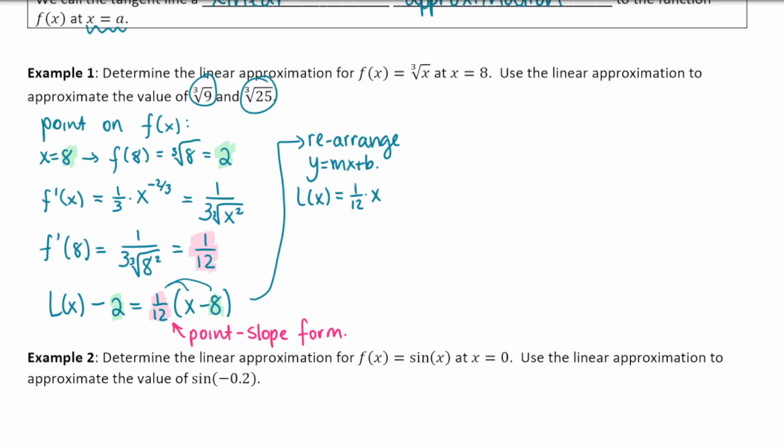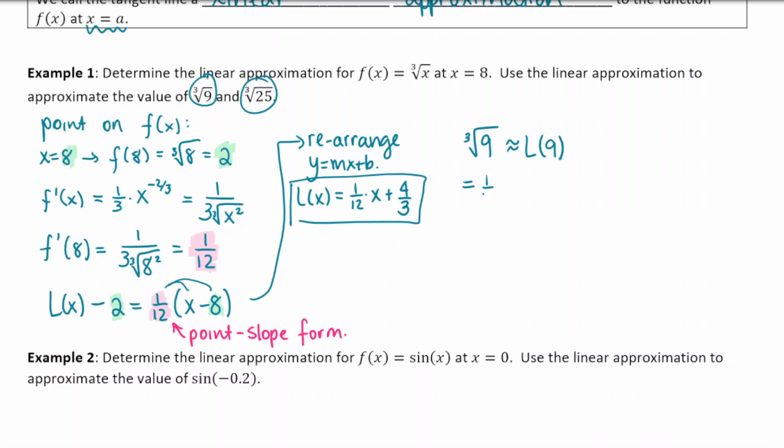So that would give me 8/12, 4/3. Okay, so there's my linear approximation for the function. Okay, now I want to use that to evaluate cube root of 9. So what we want to do here is, this is going to be approximately equal to the linear approximation at 9. So I'm going to plug in 9 into the linear approximation here.